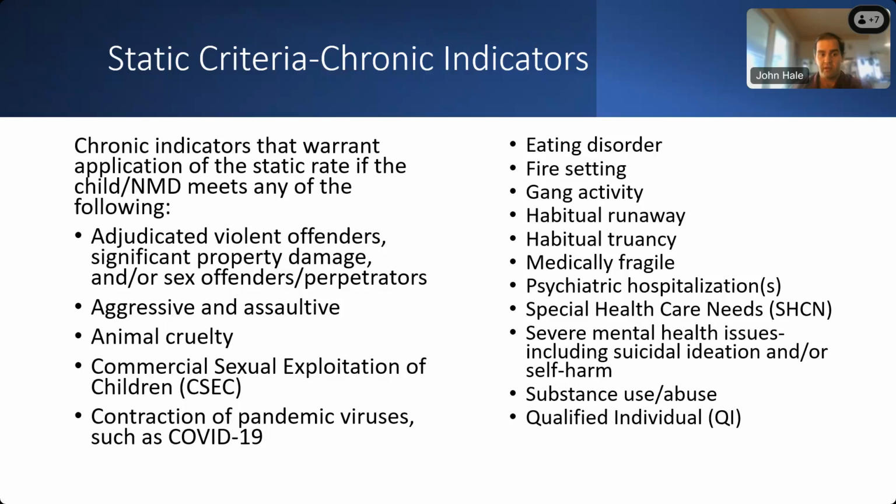So, for example, if a youth has a history of substance use or abuse, but they haven't used or abused any substances in over a year, they wouldn't qualify for the static rate. Another example, if a youth has a history of habitual truancy from school, but they have maintained good attendance in school over the past year, the static rate shouldn't be used. Next slide.